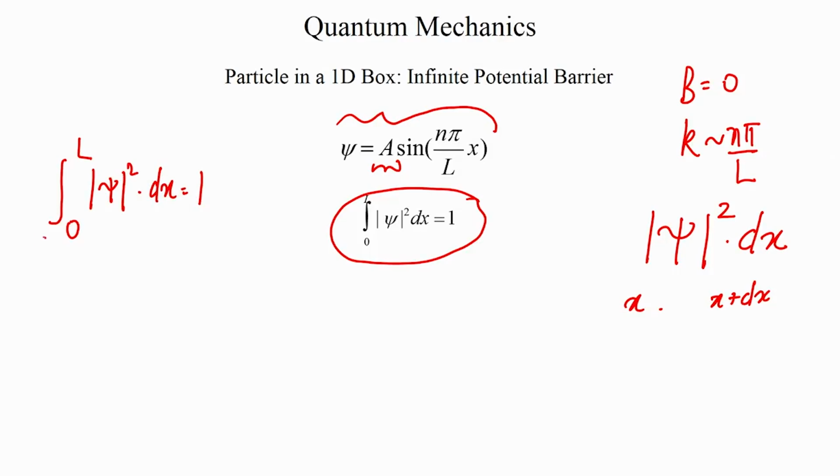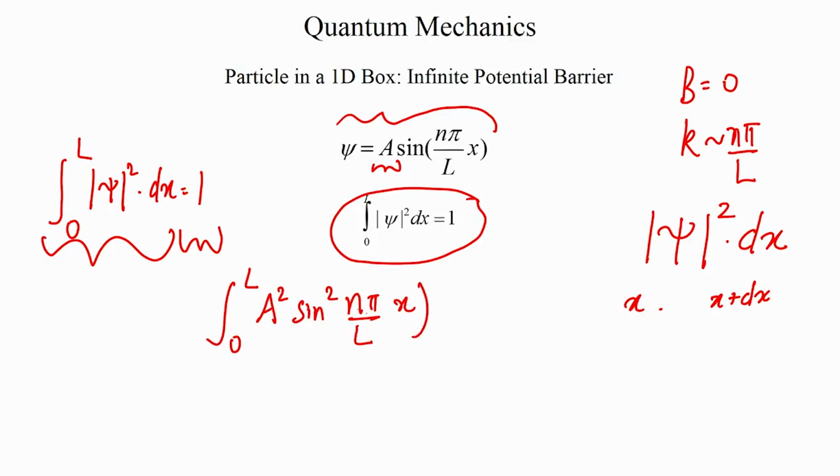Okay, so this is the probability that the particle exists somewhere inside the box, and that is guaranteed to be 1, according to this experiment. So this is the next condition that your general psi must satisfy. So what does this become? It implies that from 0 to L, if I take the square, sine square of n pi by L of x, then this must be equal to 1.